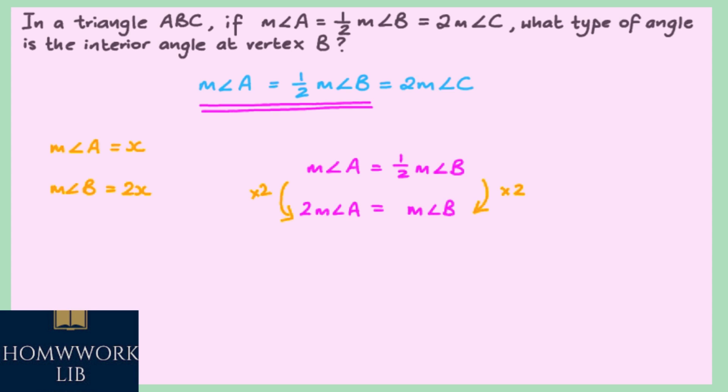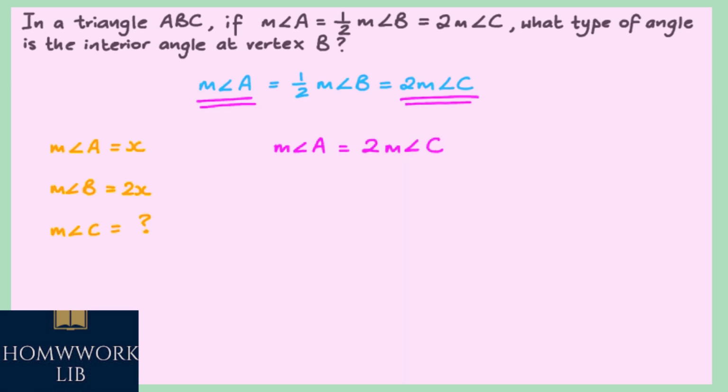Since the measure of angle A is half the measure of angle B, then by multiplying by 2, we have that 2 times the measure of angle A is equal to the measure of angle B. And since we defined the measure of angle A as x, then that's why we have that the measure of angle B is 2x. Next, let's write the measure of angle C in terms of x.